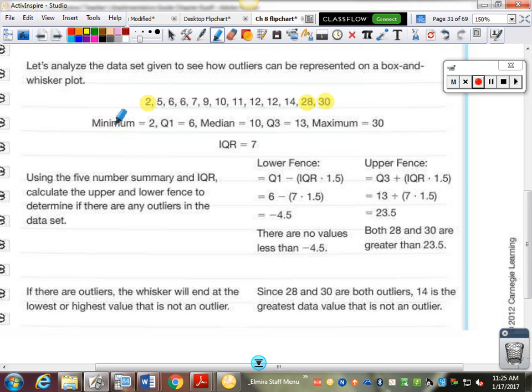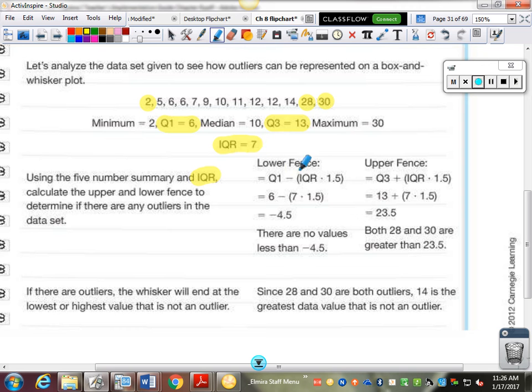All right, so first of all, you need to find your 5-number summary, which is what's listed right here. Your minimum, your Q1, your median, your Q3, and your maximum. Okay, so the first thing you're going to do is find your IQR. So the IQR was 7. Where did that come from again? That's the Q3, 13, take away Q1, which is 6. So we've got an IQR of 7.